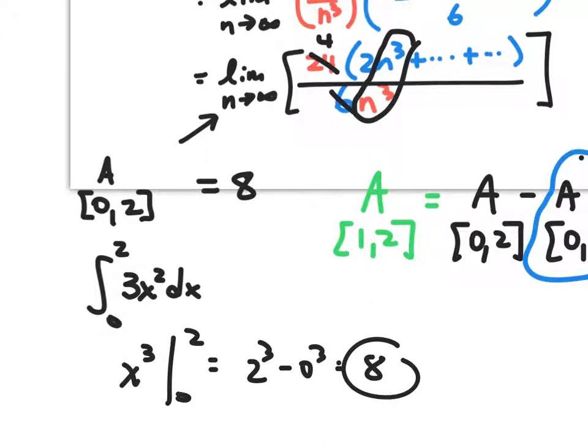You have to appreciate where this came from, which is Archimedes built this method, and however, it only works for polynomials. So anyways, the area under a curve, as long as it's a polynomial, can be calculated using this method.